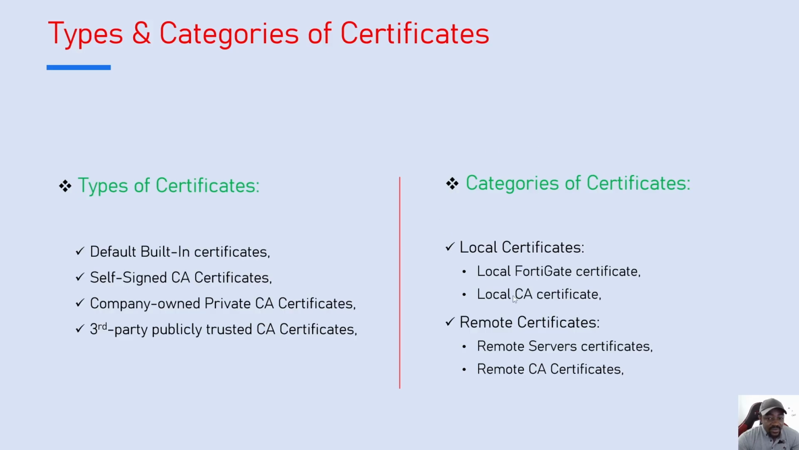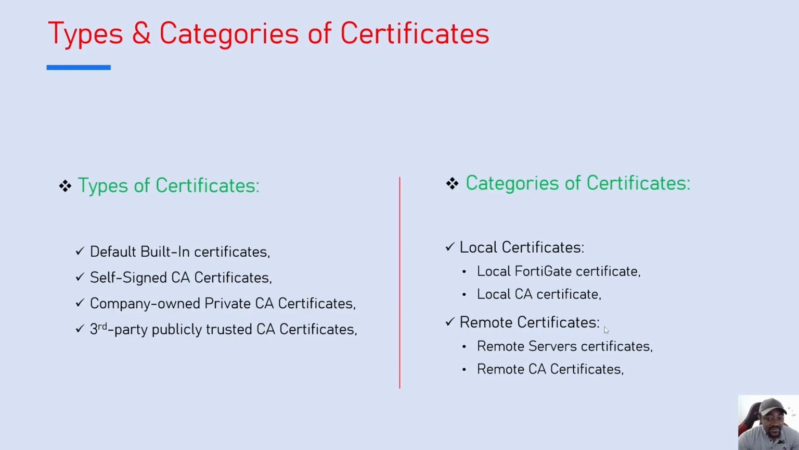And we also have the local CA certificate. The CA certificate is the certificate for the certificate authority. Like I was saying, if you have an Active Directory environment where you have the certificate services role installed, you can generate a local certificate for your FortiGate device from that CA, and you can also install the CA's certificate on your FortiGate device.